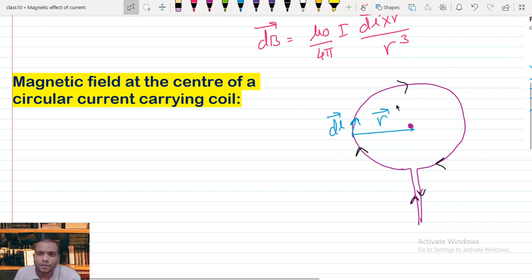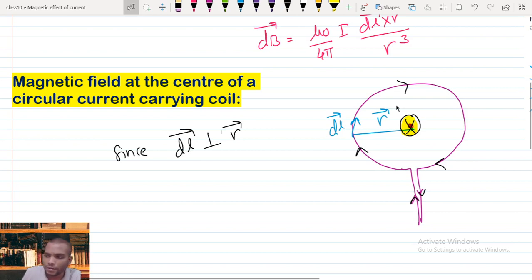Now to find the magnetic field direction at the center, we apply the right hand thumb rule. The magnetic field at the center is going inside, so the cross mark represents it. Since the elemental length dl bar is perpendicular to the position vector r bar of the center O, the angle between them theta equal to 90 degrees. So sine 90 degrees equals 1, which I need to substitute in the Biot-Savart formula.